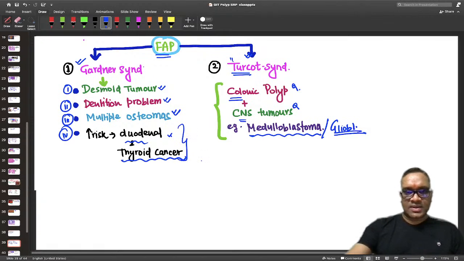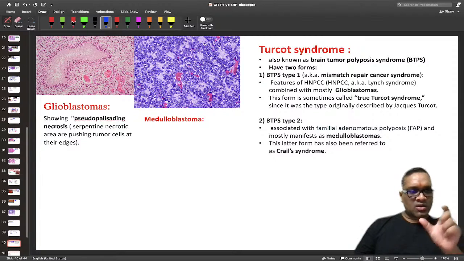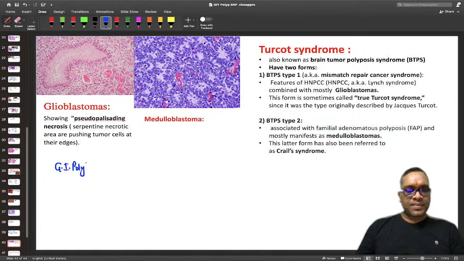So here I would like to show you Turcot syndrome, how a question can be asked in your exam, right? The examiner will write a history of GI polyp, and he will give you a brain tumor specimen like this. Now you can see there is pseudopalisading necrosis. So what is this? This is the glioblastoma.